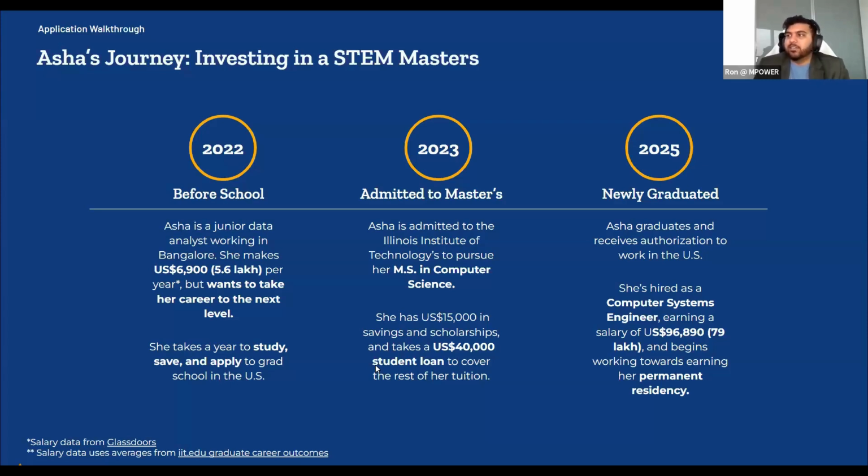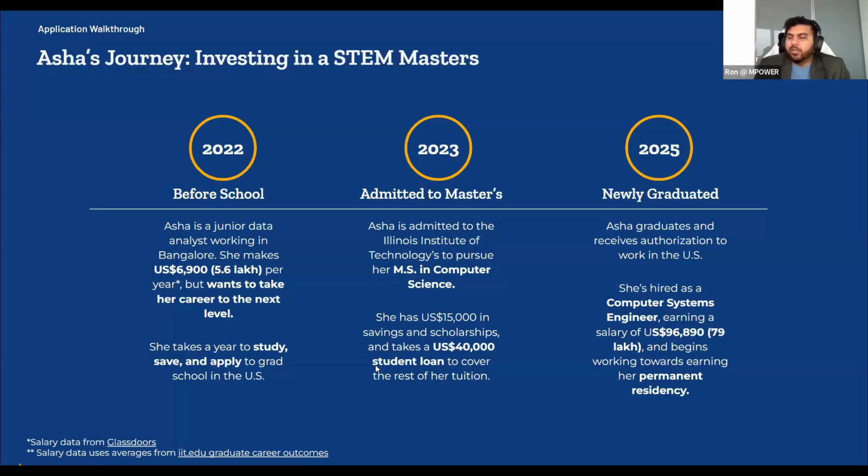This person, Asha, is currently working as a junior data analyst in Bangalore, and she's making around $7,000 a year. But she wants to take her career to the next level, and she has a choice. She can do this in one of two ways. Either she can just continue working for the company she's currently working at and grow within her own organization. Or the other option that she has is to go to the US or move to a different country. Doesn't have to be the US, can be Canada, somewhere else. And she's basically trying to improve her future prospects as well.